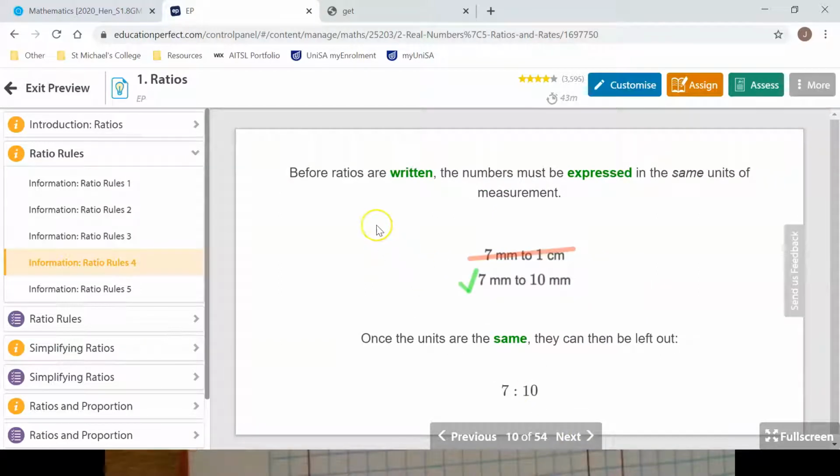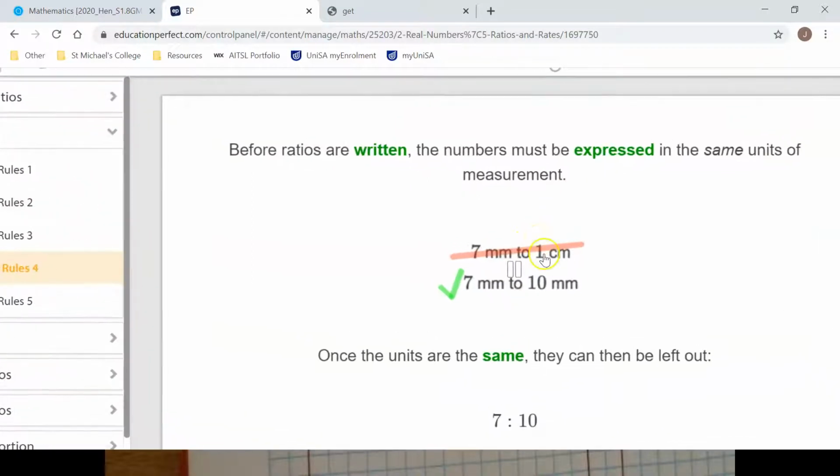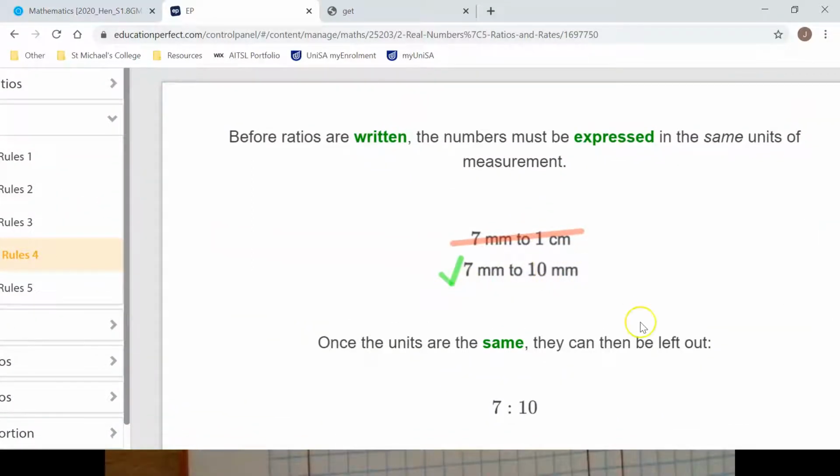Before ratios are written, the numbers must be expressed in the same units of measurement. See how originally in this example it says 7 millimeters to 1 centimeter. That's no good because we're comparing millimeters to centimeters. You need to either convert the centimeters into millimeters or millimeters into centimeters, so they're of the same unit. So they converted 1 centimeter into 10 millimeters. Then once they're in the same units, we can write a ratio 7 to 10.